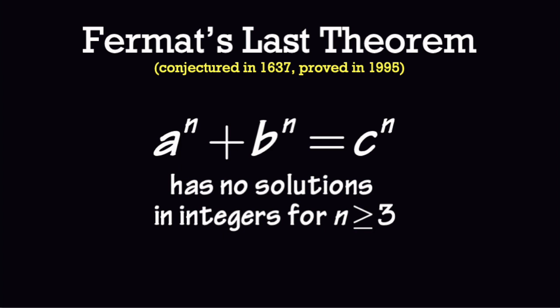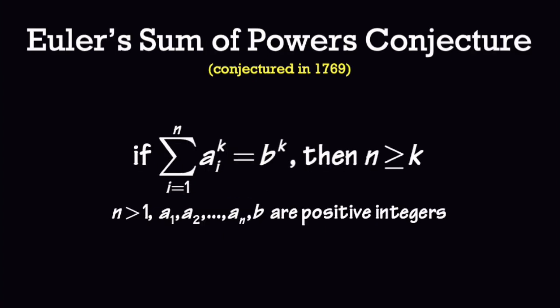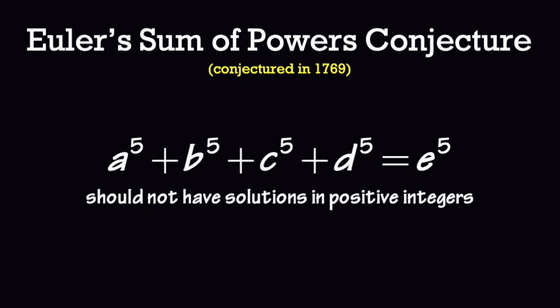Okay, as we all know, this right here is Fermat's last theorem. But you might not know, this is Euler's sum of powers conjecture, which is kind of complicated. But let me tell you, it implies that this equation should not have any solutions in integers. However, in 1966, it was disproved.